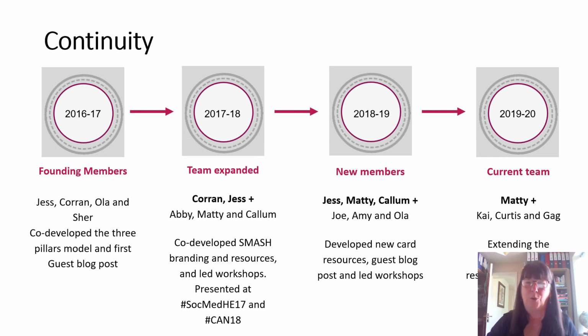It's kind of evolved over time, and each year the students have created a variety of different resources that have been useful for both staff and students. So we've led workshops where we've used a series of cards. The students have written blog posts, and they've also presented at conferences externally to Sheffield Hallam.